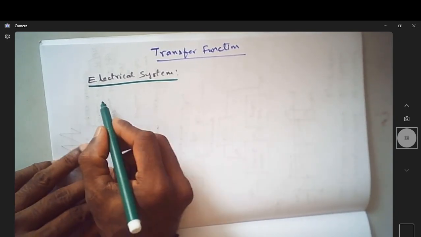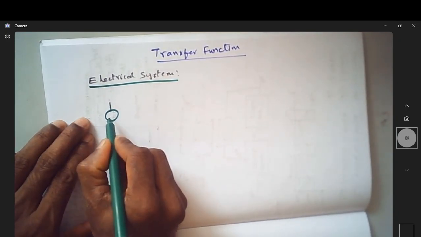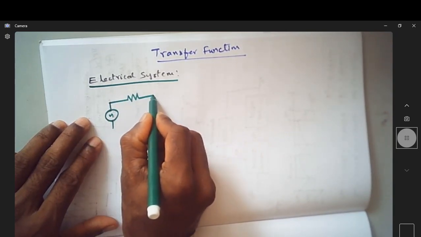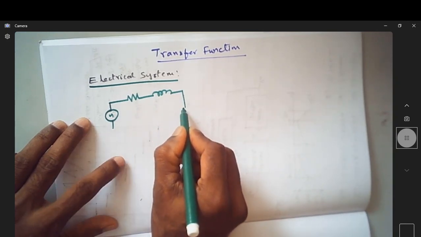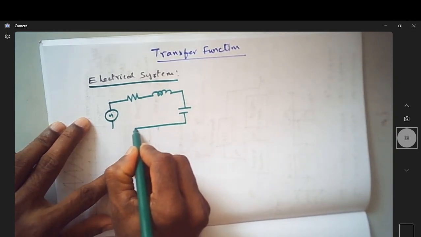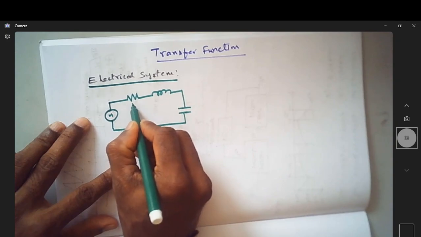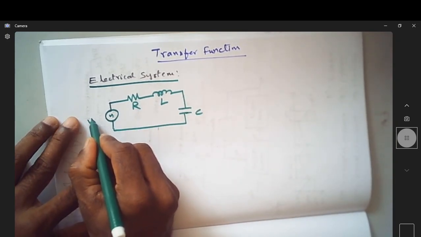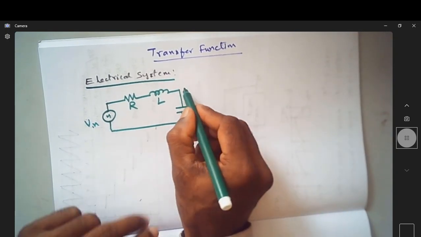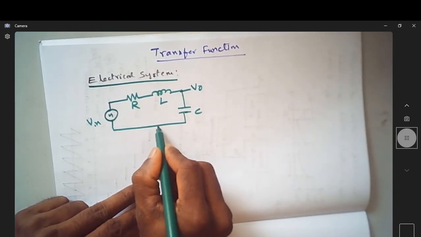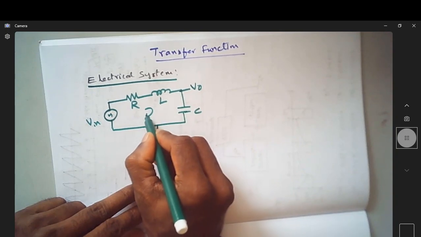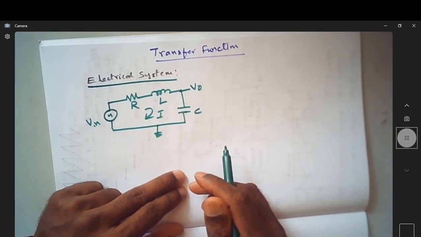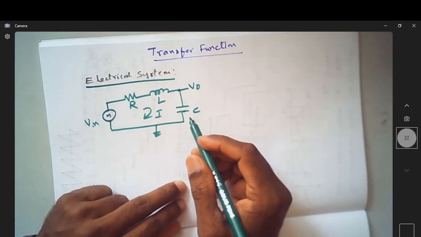In this video we'll see how we find the transfer function of electrical systems. Let us consider a very basic electrical system having a resistor, an inductor and a capacitor, with values R, L, C. This is V in, this is V naught, and this is the reference ground. Let us consider a current I flowing through the loop of the circuit.